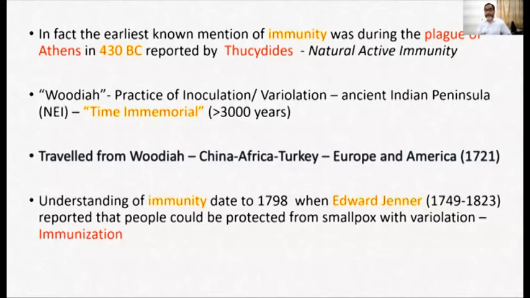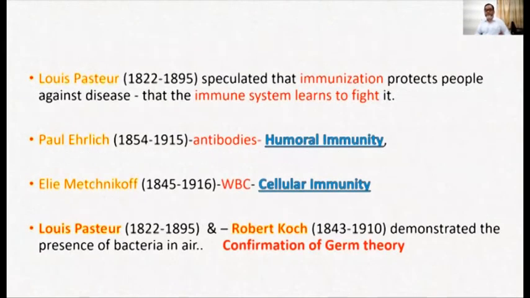That is the reason Edward Jenner is called the first person who spoke about immunity, in 1798, and he reported that people could be protected from smallpox with variolation, which was called immunization. Further adding some more information, Louis Pasteur is the one who speculated that immunization protects against disease, and that led to understanding the immune system and learning to fight against it. Further components of the modern understanding of immunity were contributed by Paul Ehrlich, who gave the concept of humoral immunity, and Elie Metchnikoff, cellular immunity.